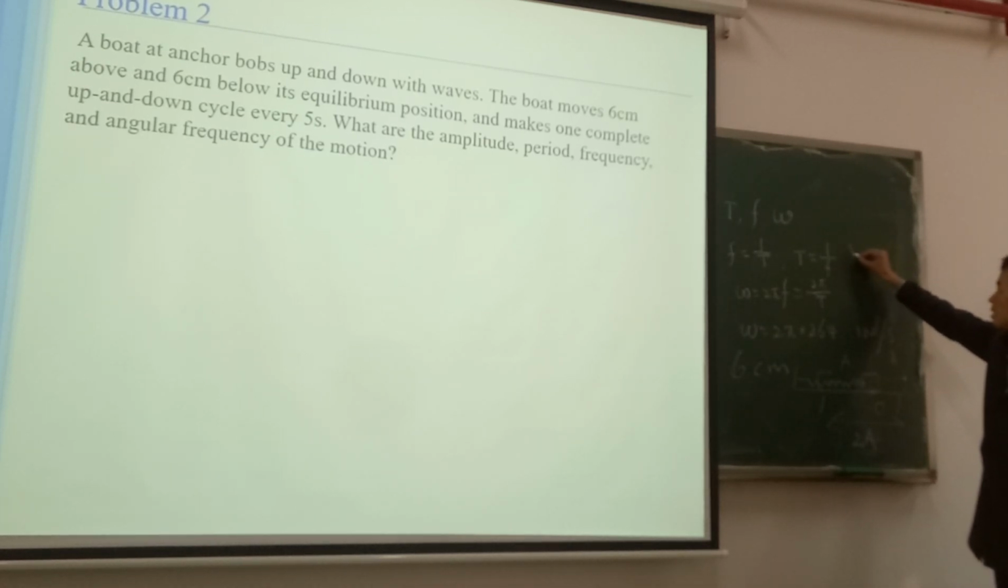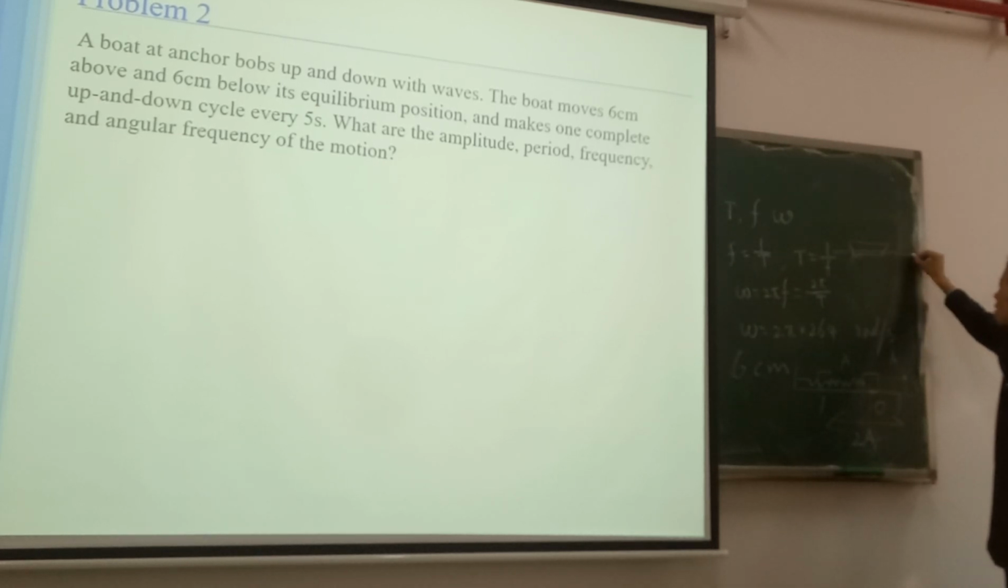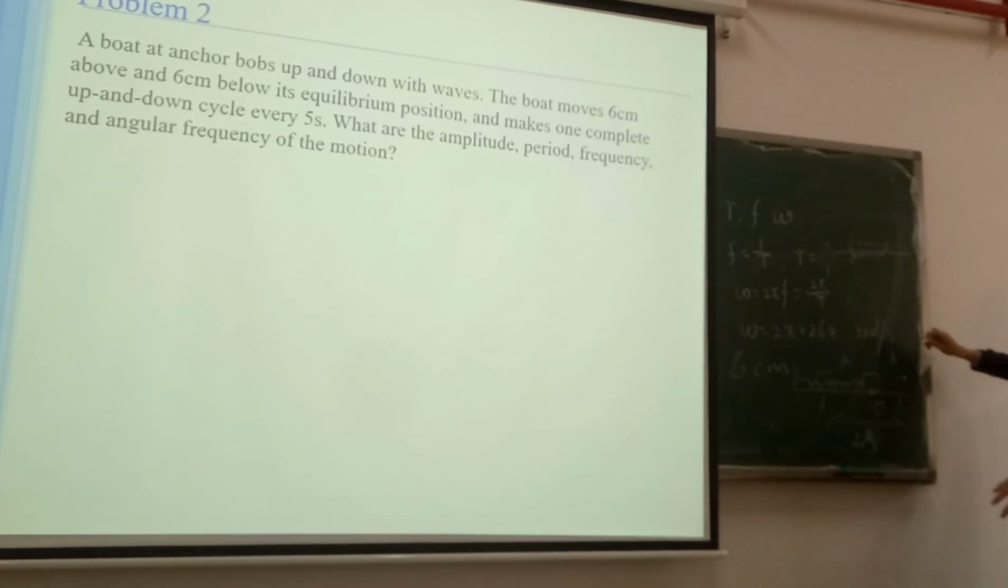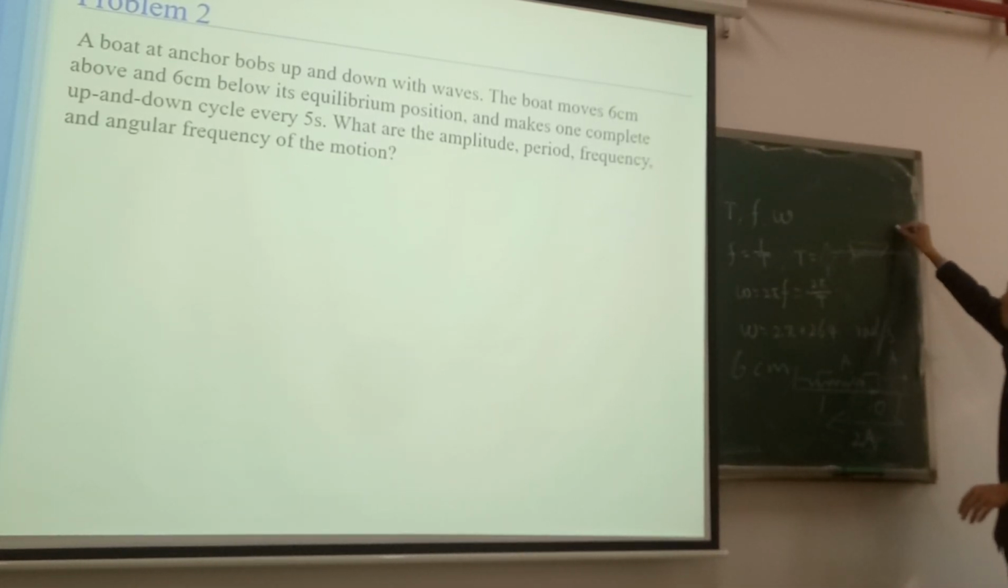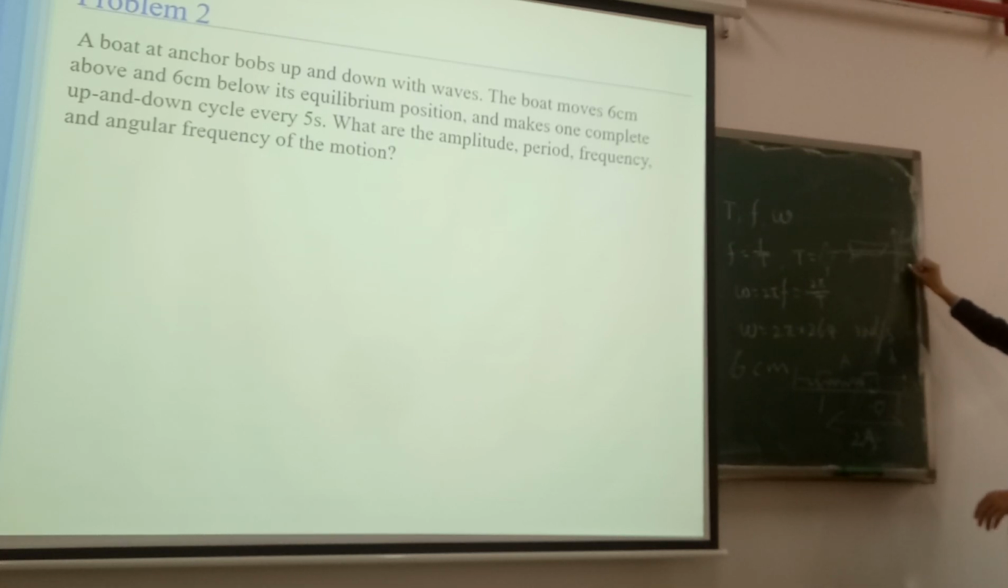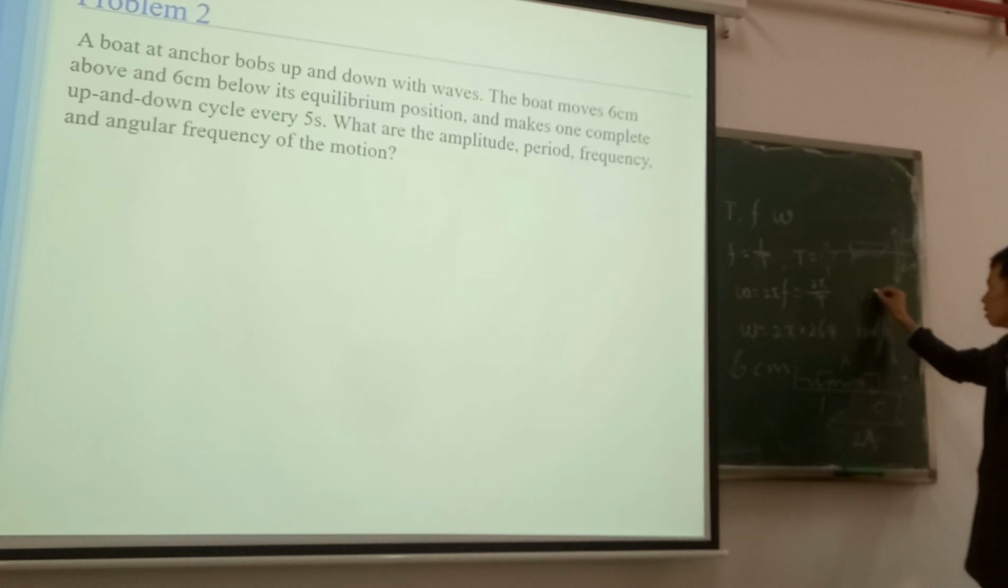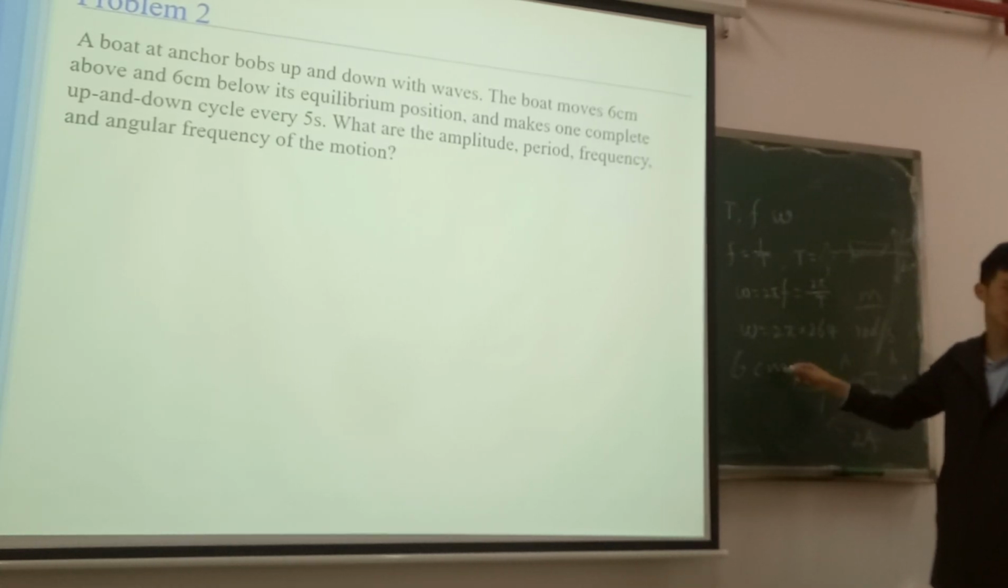So in this situation, this is the bottle. The bottle can move up 6 cm, and it can move down 6 cm. So the amplitude is 6 cm, and the unit of the amplitude should be meters, so we should convert cm to m.